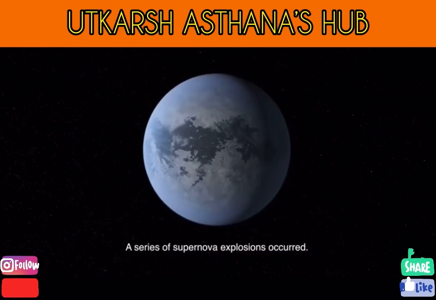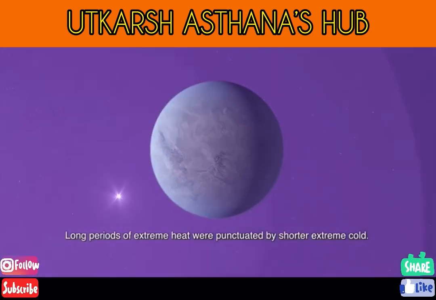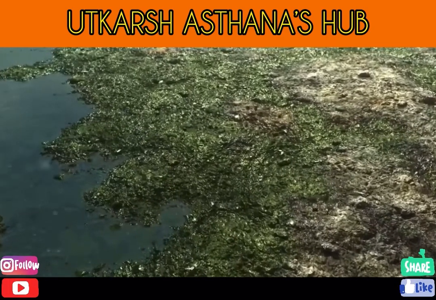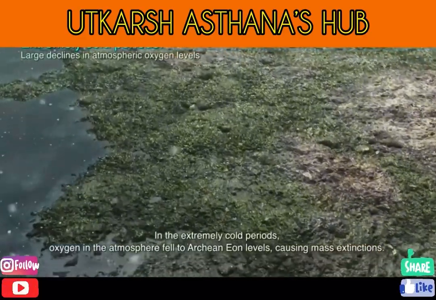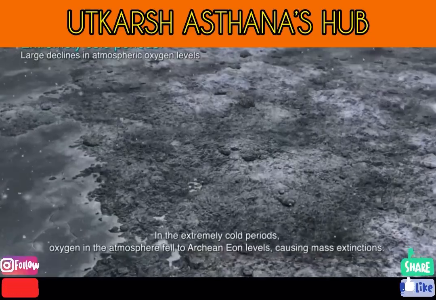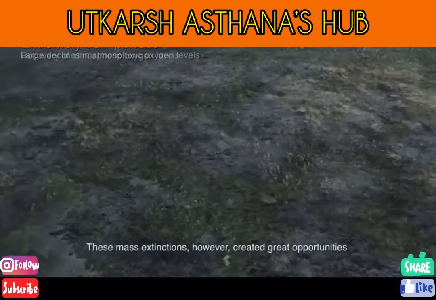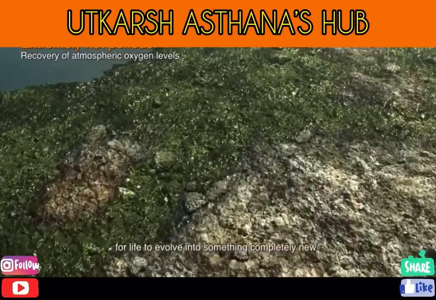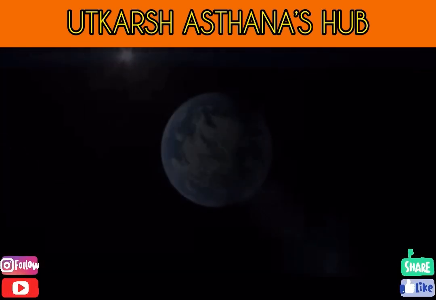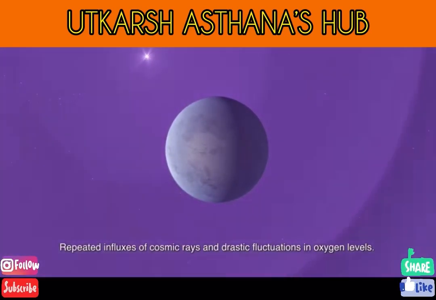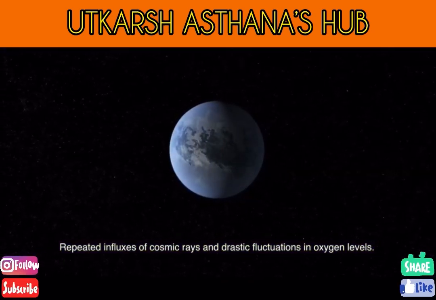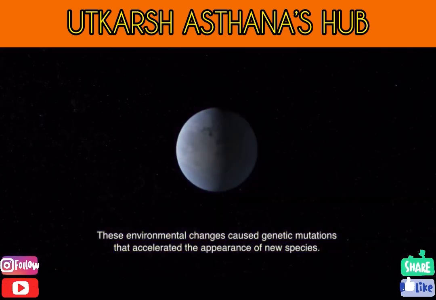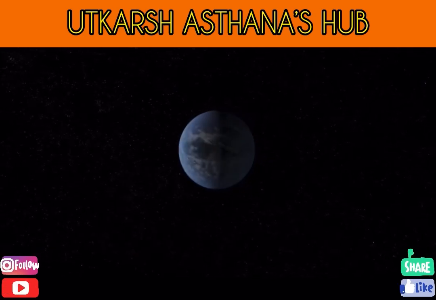A series of supernova explosions occurred. Long periods of extreme heat were punctuated by shorter extreme cold. In the extremely cold periods, oxygen in the atmosphere fell to Archean eon levels, causing mass extinctions. These mass extinctions, however, created great opportunities for life to evolve into something completely new. Repeated influxes of cosmic rays and drastic fluctuations in oxygen levels. These environmental changes caused genetic mutations that accelerated the appearance of new species.